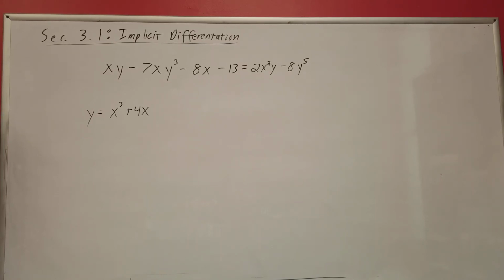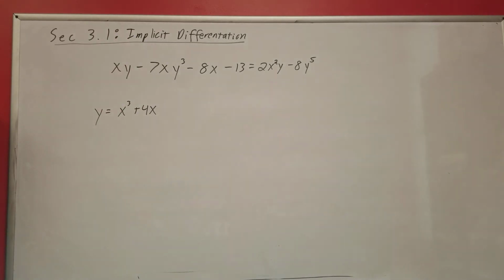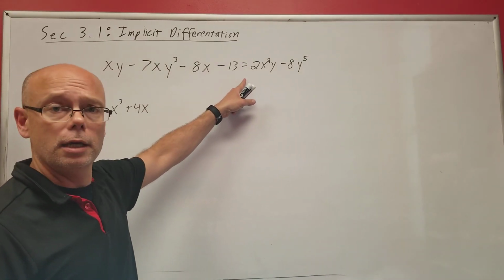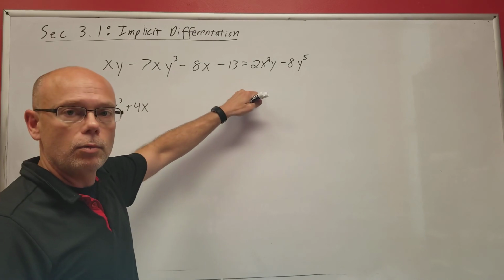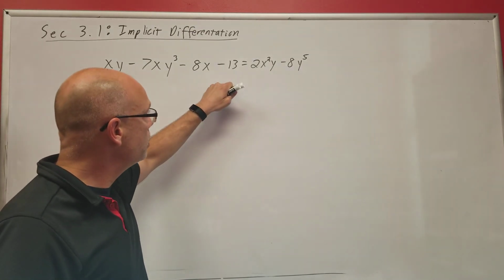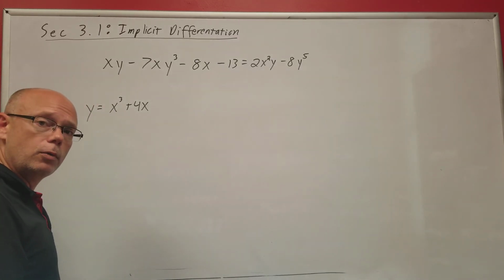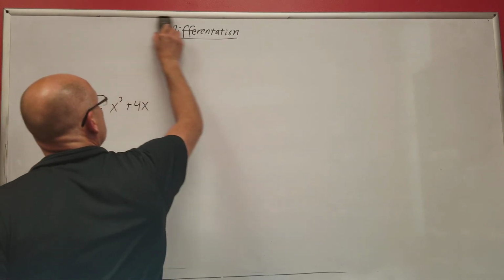Section 3.1, Implicit Differentiation. Let me explain what we're going to be doing in this section. We might have an equation that's either difficult to solve for y or impossible to solve for y. So we're going to see how we take the derivative of this equation, or an equation like it, without having to solve for y first. That's what we're going to look at here, implicit differentiation.